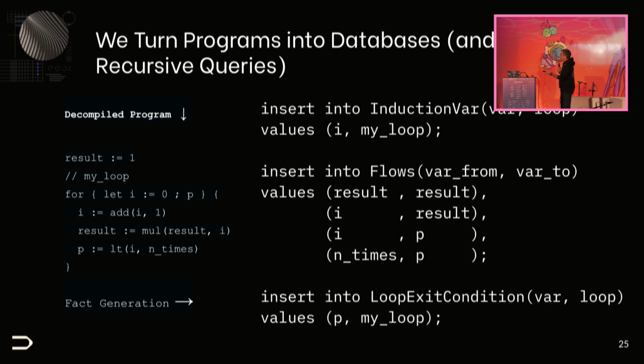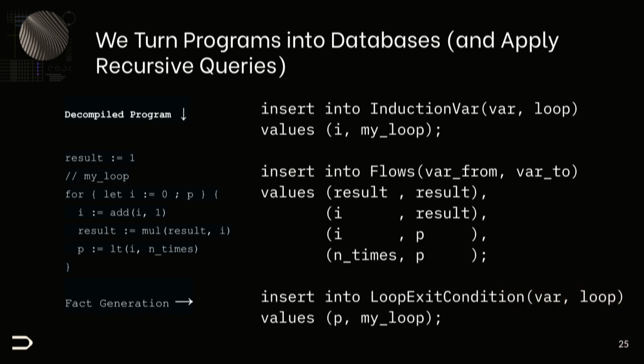So our particular technology starts from turning a program into a database. So you can think of it as the decompiled program on the left. It has a loop, and then we insert elements from the program inside tables, and you don't need to parse all of that, but think of it as having tables like induction var and flows and loop with conditions. So we represent now the program as a database, and then we can run pretty convoluted queries over that database.